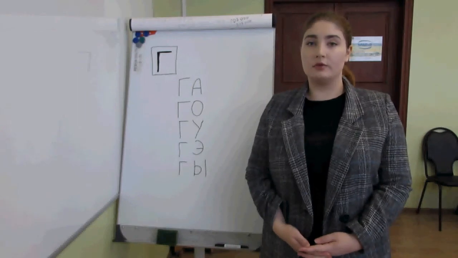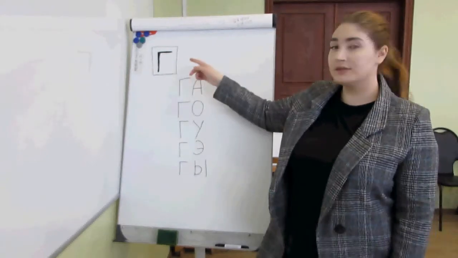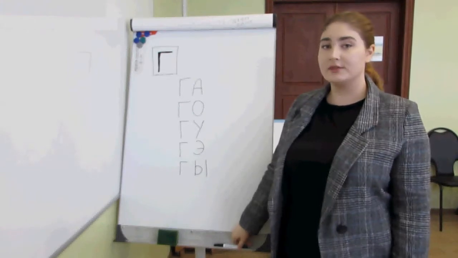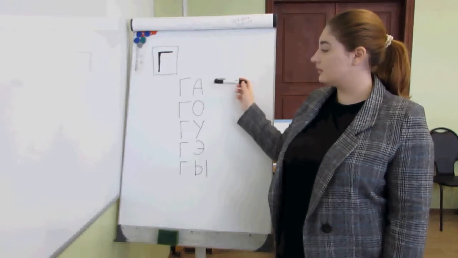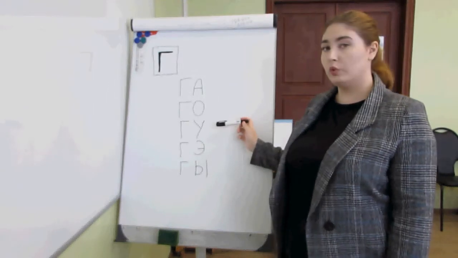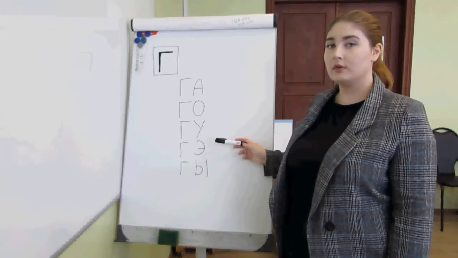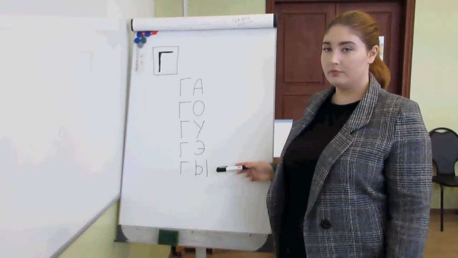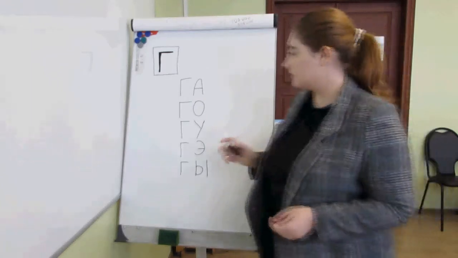Today we will continue to study the reading rules. We will start with consonant G. Repeat after me. Ga, ga, go, go, gu, gu, ge, ge, g, g.